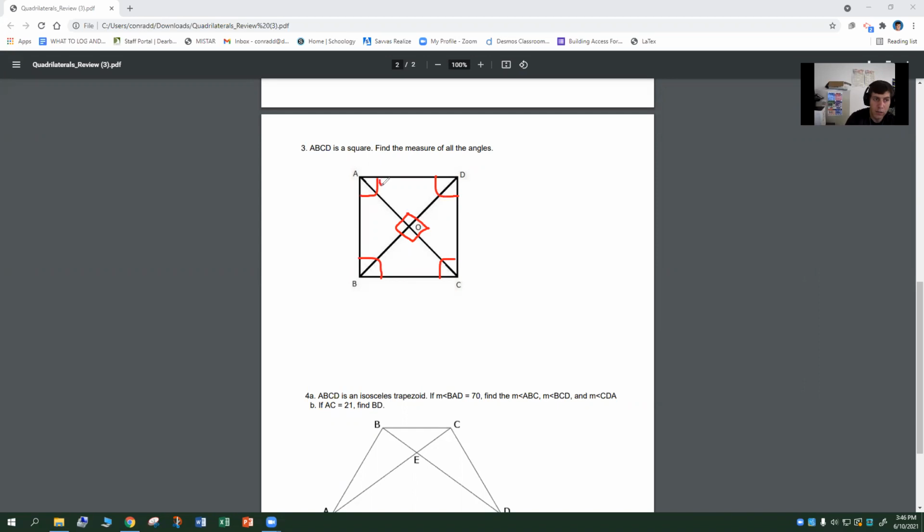So we then know that each of these small angles is going to be 45. And that's a square. That's what all squares look like. They might be bigger or smaller, but that's what all the angles will always be in a square.